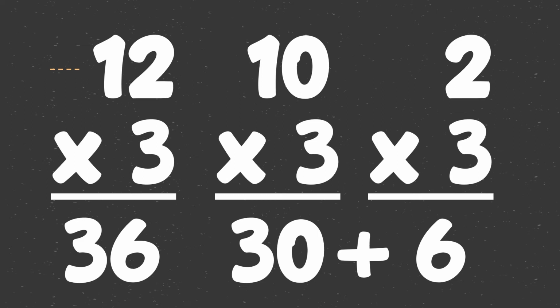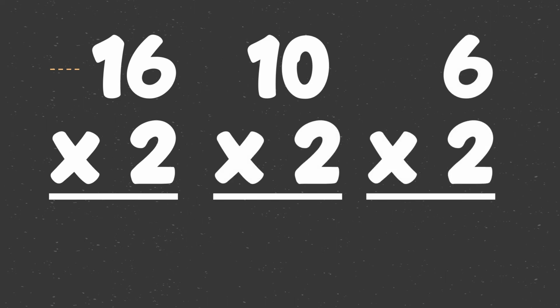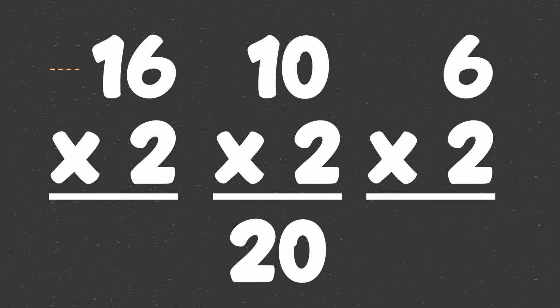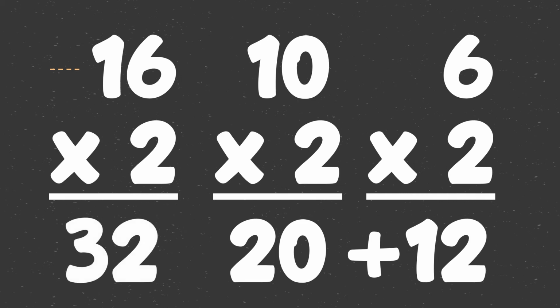Let's have another example. 16 times 2. I-expand lang natin ulit ang 16. 10 and 6. Then, multiply natin parehas sa 2. 10 times 2. Very good! 20. 6 times 2. Very good! 12. Then, i-add lang ulit natin. 20 plus 12. Very good! 16 times 2 is 32.